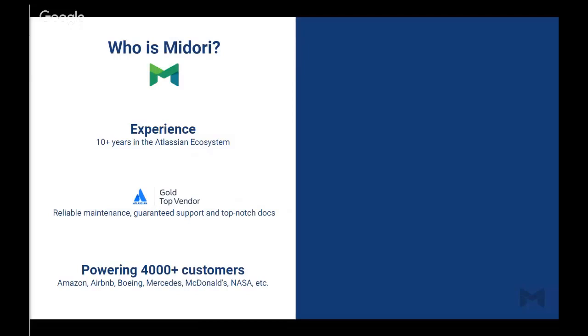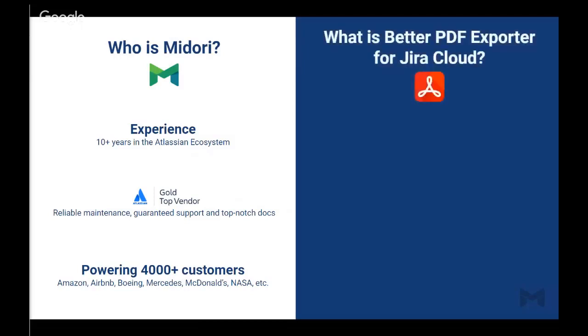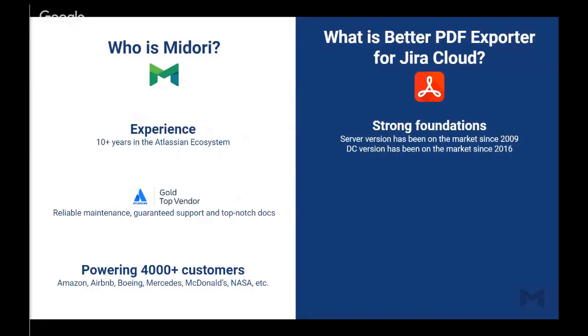Now, a couple of thoughts you should know about Better PDF Exporter Cloud. This app was built on solid foundations. In the past 10 years, we have learned a lot from developing and maintaining the server and data center versions. And while it's not a trivial process to publish the cloud version of a server app, we were able to leverage our experience and channel that into the cloud version. The app is also loved by customers. It's one of the top-rated apps for Jira. According to those reviews, customers most appreciate the flexibility and the great support behind the app.